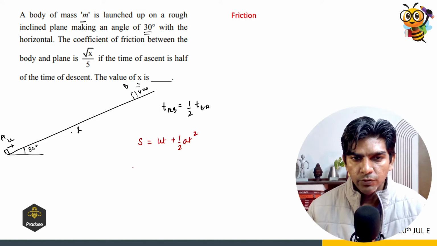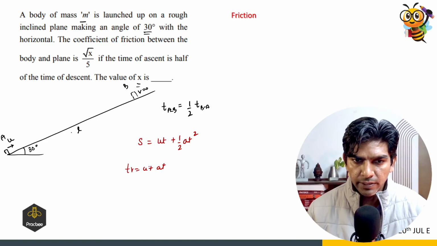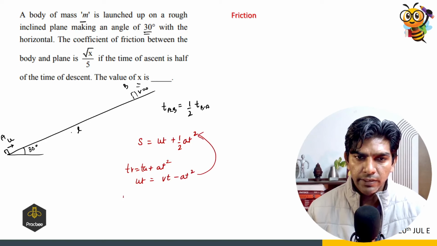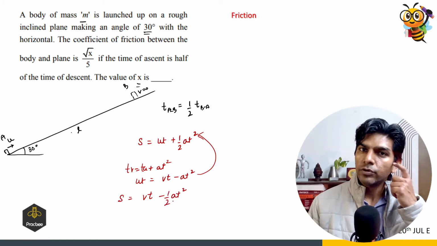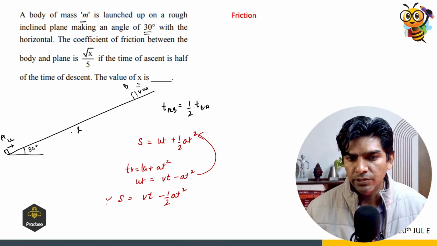So we know that v is equal to u plus at. If I multiply this with t, we can write ut as vt minus at square. So if I substitute in this equation, I will get s is equal to vt minus 1 by 2 at square, right? So if I want to use the second equation keeping final velocity, I can use this relation, right?